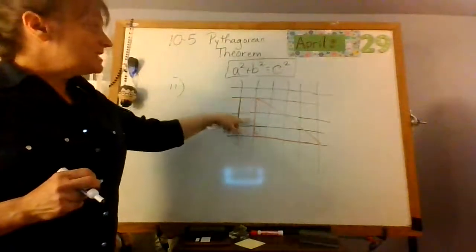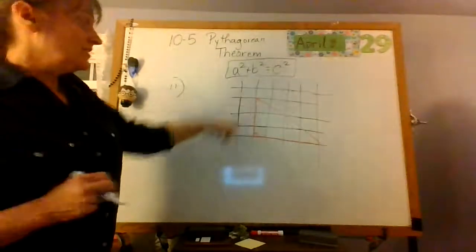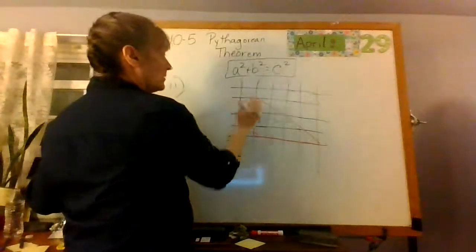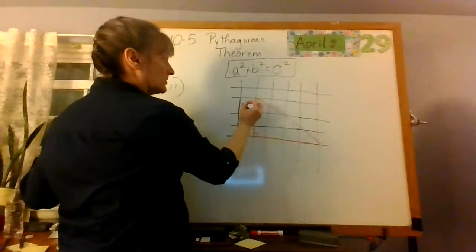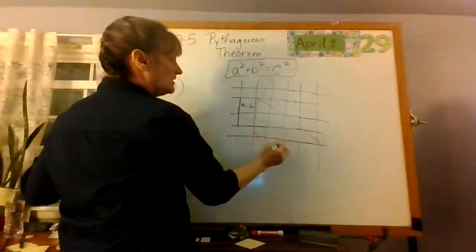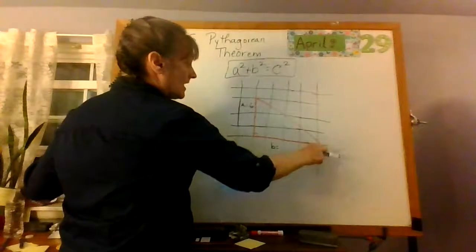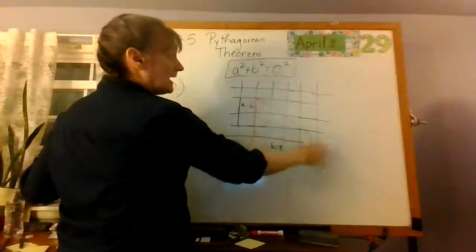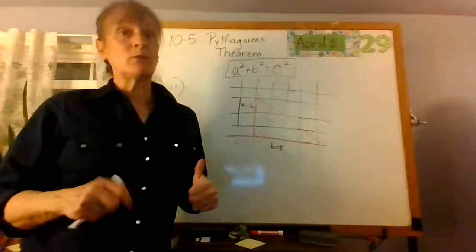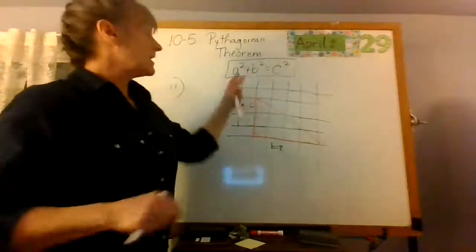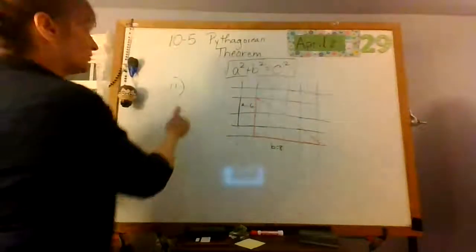If each of these are 2, what is the length of this? Well, let's just call this one A. What would that be? 2, 4, 6. So this would be 6. What would B equal? 2, 4, 6, 8. And I cannot count those. That's the whole deal. That's why we have the Pythagorean theorem, because I can never count my hypotenuse.